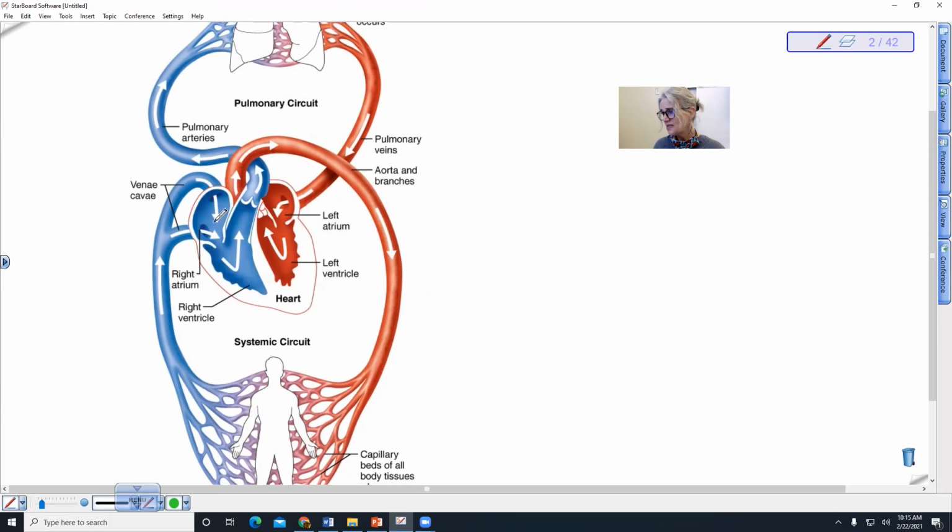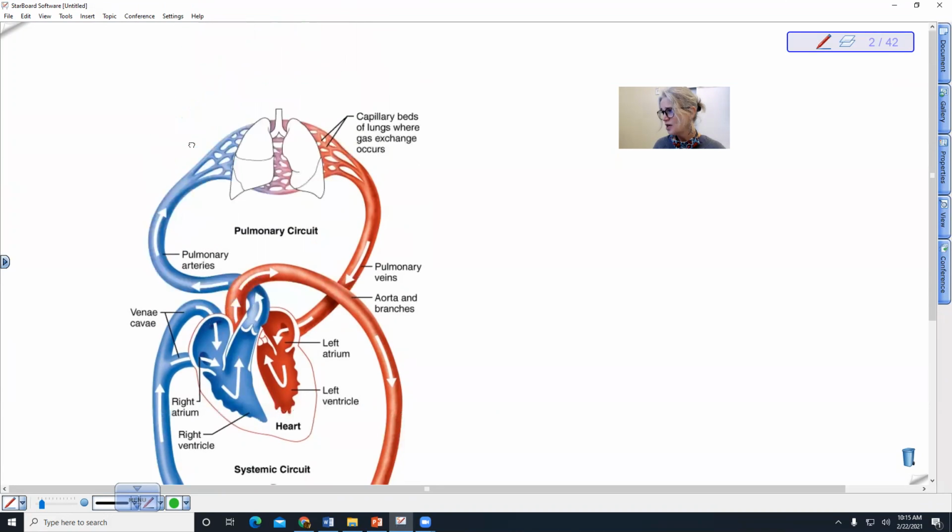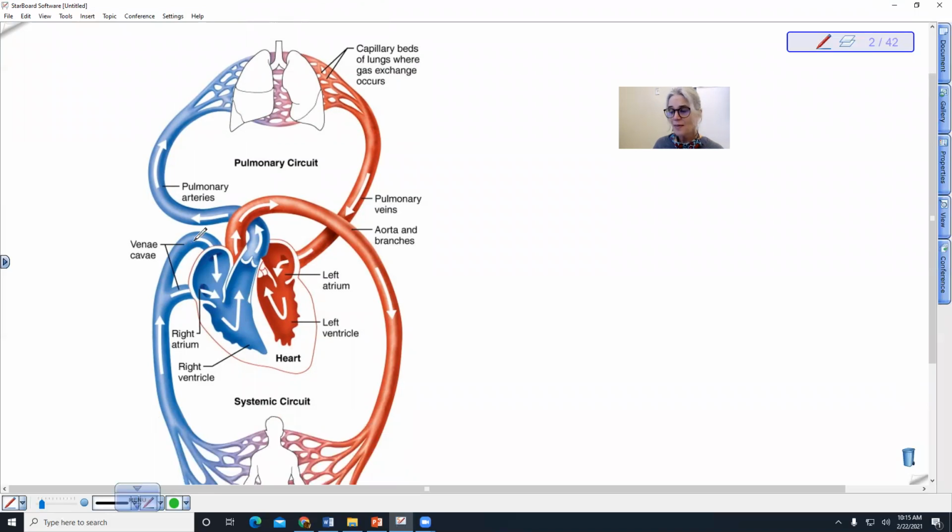The right side receives the deoxygenated blood, and then it pumps it out to the pulmonary circuit, which takes it to the capillaries of the lungs. So the alveoli, which is the respiratory surface for the lungs, is where those capillaries obtain the oxygen, and then they carry it back to the heart. So you'll notice that blood is always coming into the atria and being pumped out via the ventricles.